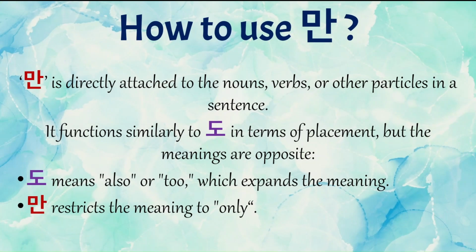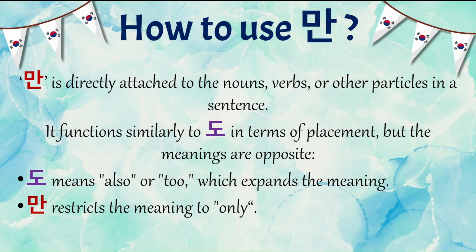Now, let's see how to use man in sentences. Man is directly attached to the nouns, verbs, or other particles present in a sentence. So, using it is very simple. You just have to attach it to a noun or verb or any other particle. And it functions similarly to the particle do in terms of placement.